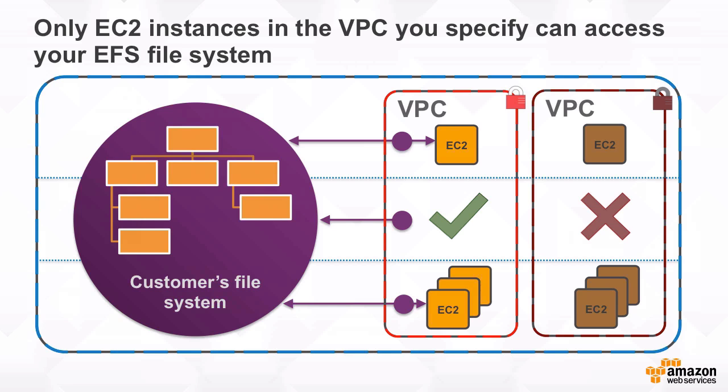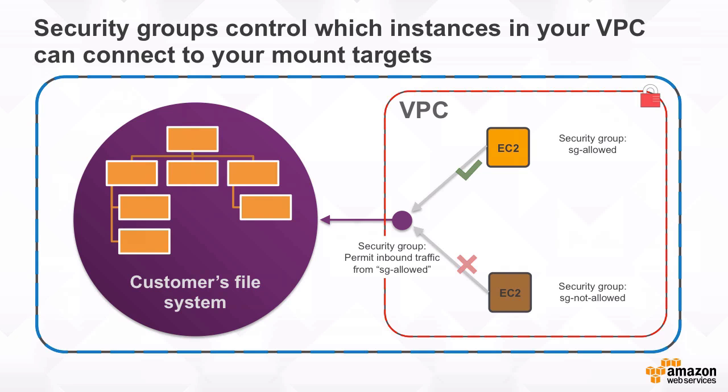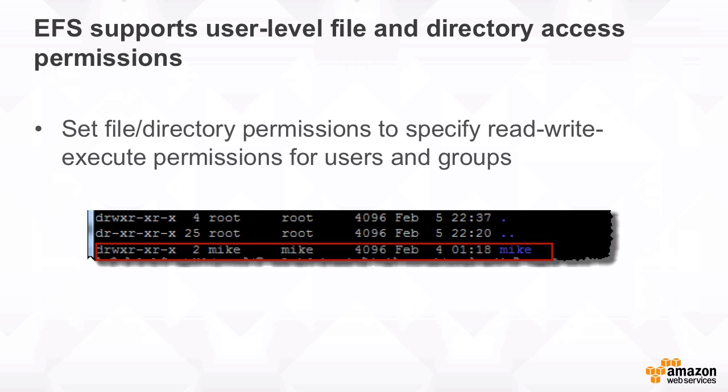So only the EC2 instances within the VPC you specify can access your EFS file system. And within a VPC, you can use the security group to specify which instances are allowed or not to reach the mount target. At file system level, you really use standard file and directory permissions. So this is really standard and normal. I don't think we need to dive deeper on this.